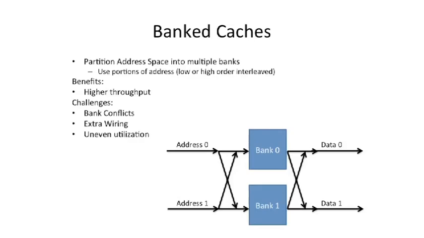So when I say low order, I mean use the low order bits to hash into which bank you go into. High order interleaving, you use some high order bits. Or maybe middle order interleaving, use some middle order bits. What would you choose if you were a designer?